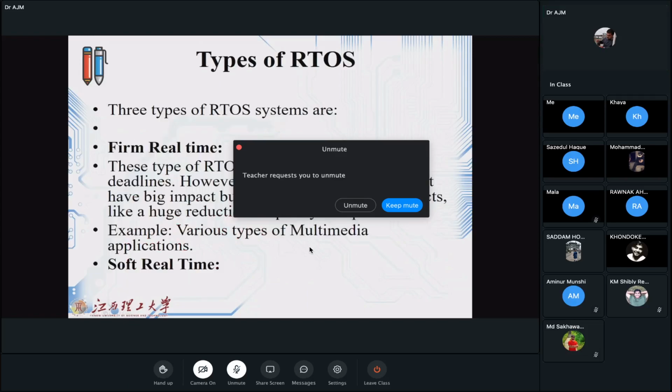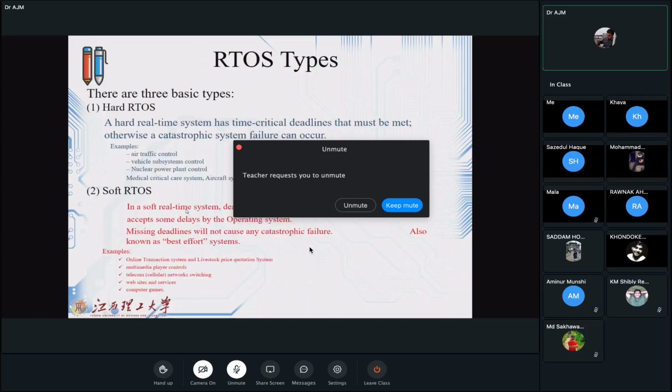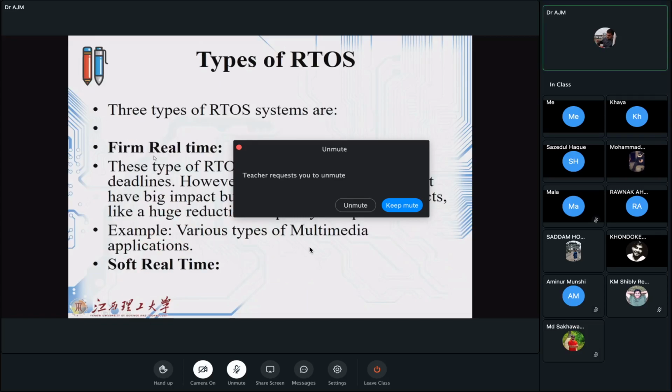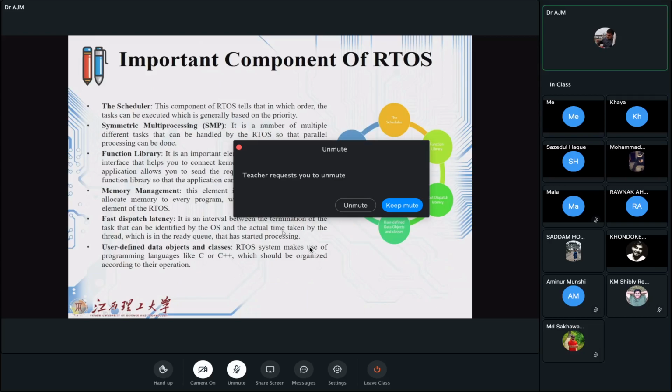But we have one more type of the RTOS that we call firm real time. This type of RTOS needs to follow the deadlines. However, missing the deadlines may not have a big impact. And maybe various types of multimedia applications are examples for the RTOS.